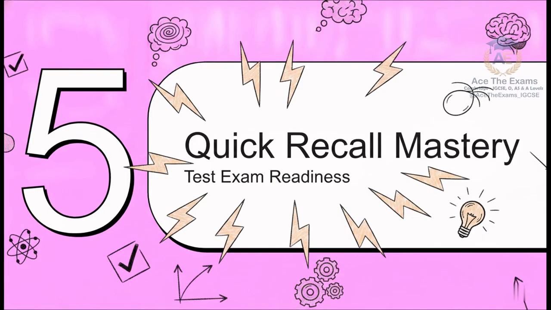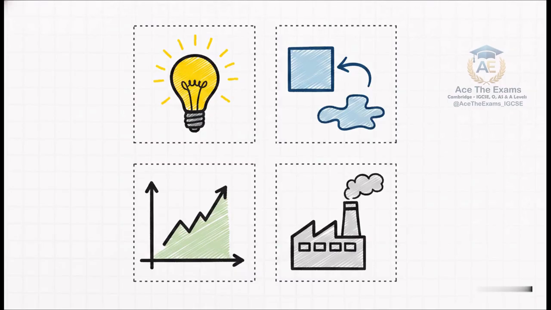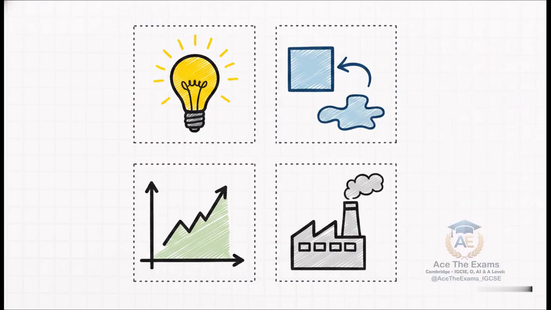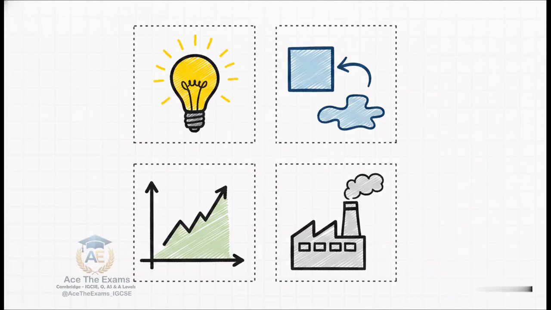Section 5, Quick Recall Mastery Checklist. Let's test your exam readiness. Let's bring the energy right back up for our final active learning checklist. This is the tool that guarantees your topic knowledge is completely secure and bulletproof for those rapid-fire short answer questions. I invite you right now, wherever you are, to pause and mentally test yourself against these 4 specific prompts.